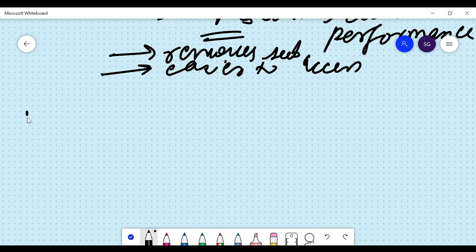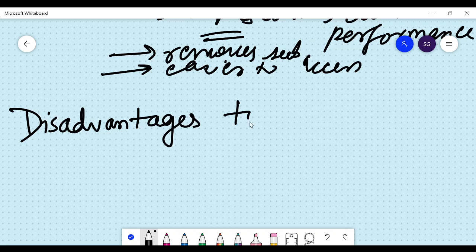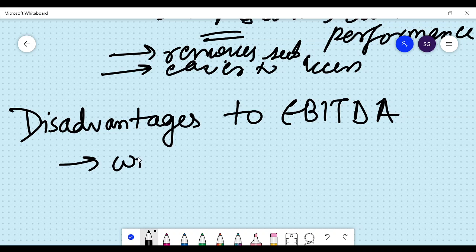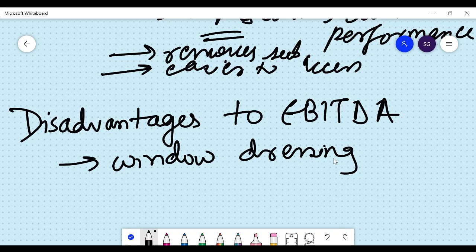But there are certain disadvantages to EBITDA as well. First and foremost, it involves window dressing as an excuse to poor performance in a loss making company. It does not take into account cash required to fund working capital or to replace or acquire assets.